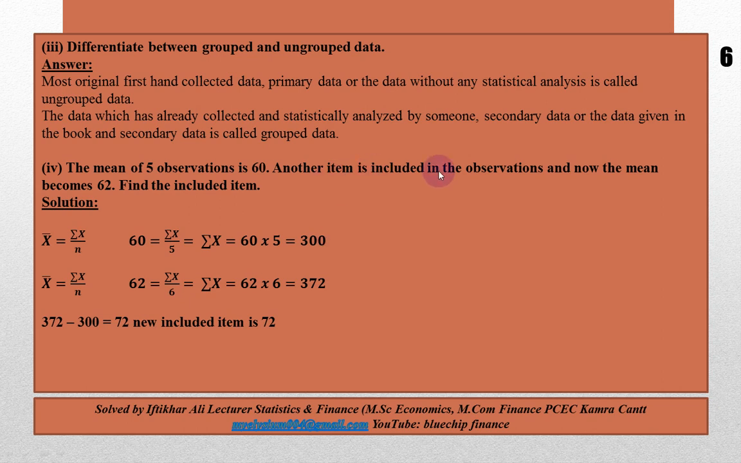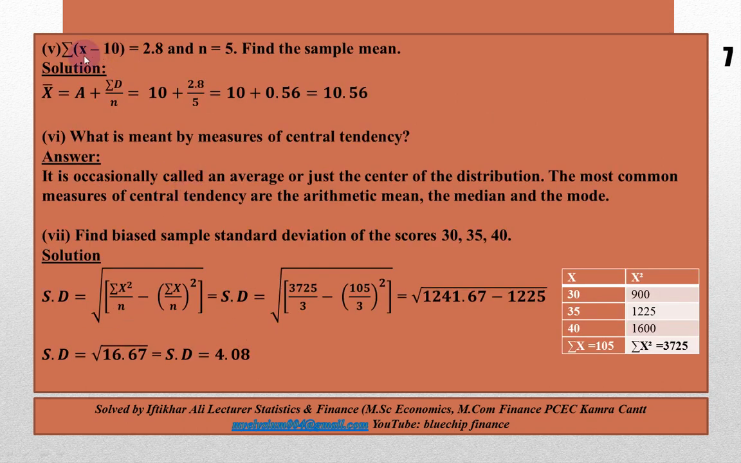Another item is included. Now n will become 6 and the mean becomes 62, and new sum of x will be 372. So the difference of 372 and 300 is 72. So the new item included is 72. Question number 5 is also related to the calculation of arithmetic mean. Sum of x minus 10 equals 2.8 and n equals 5.